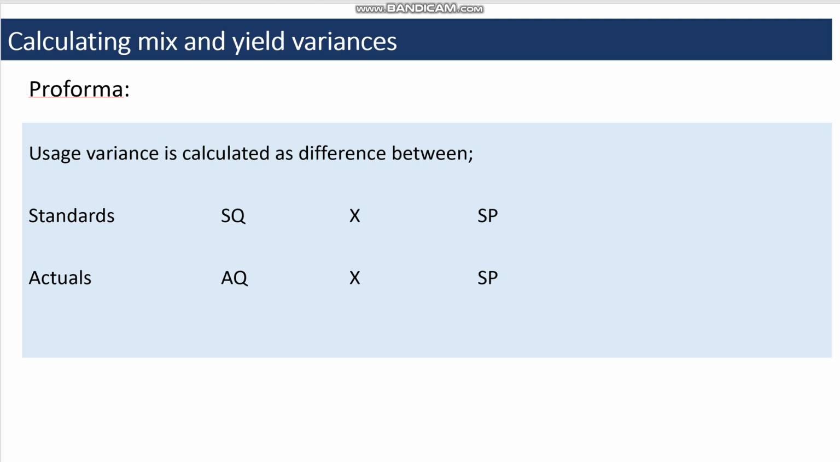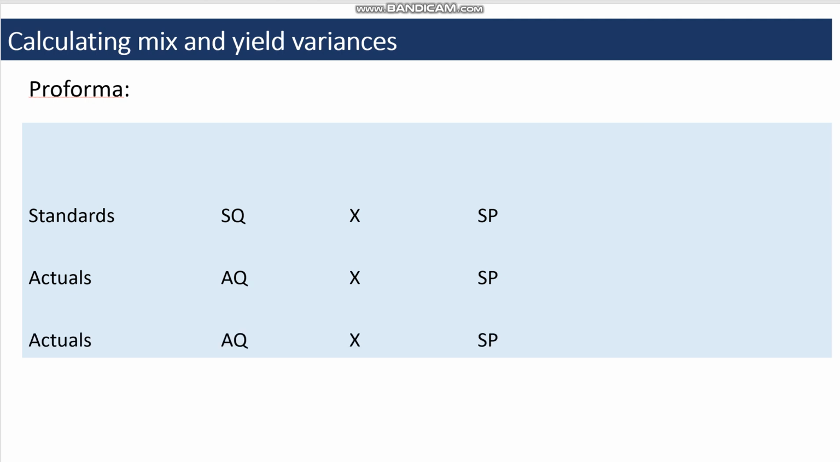So what I'm going to do is, can you see what I did? Well, yes, the second line, which was actual quantity into standard price, I copied and pasted one more time. And now I'm going to build some more elements into this pro forma. So in the first line, please have a look, standard quantity at standard mix.